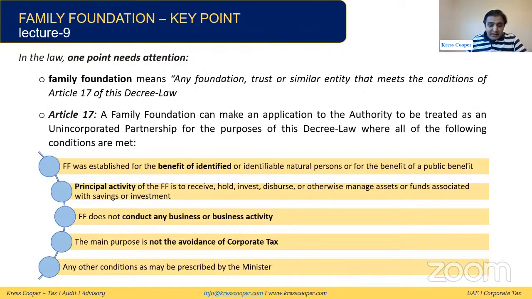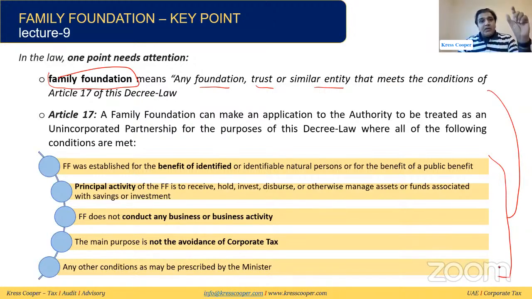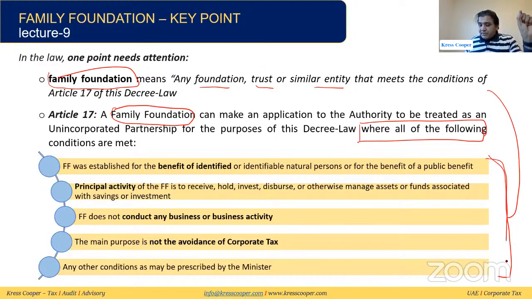The definition says a family foundation means any foundation, any trust or similar entity that meets these five conditions. So if any foundation, trust or similar entity meets these five conditions, it will be treated as a family foundation. Article 17 says a family foundation can make an application to the authority to be treated as an unincorporated partnership where all of the following conditions are met. This is something unusual for me. Basically, we have already agreed that the same conditions will convert a trust, a foundation, or a similar entity into a family foundation if these five conditions are fulfilled.